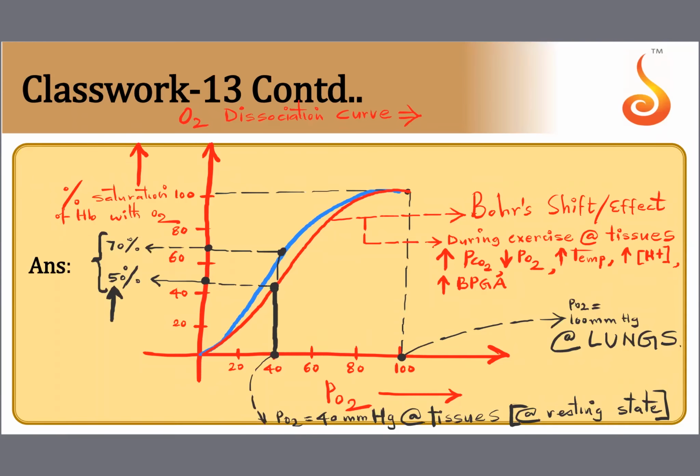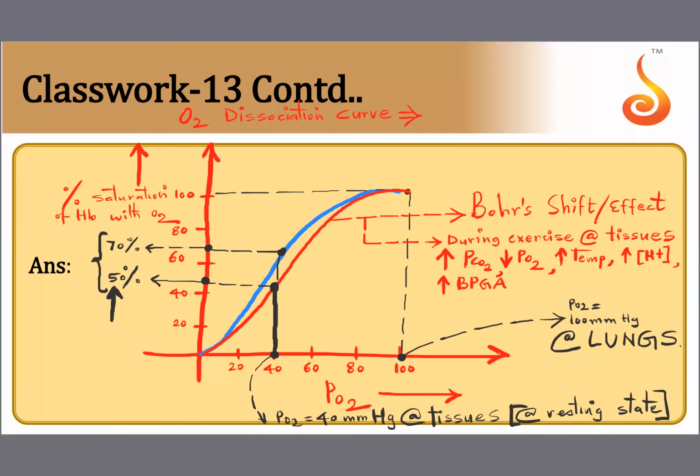That will shift the curve to the right. Shifting to the right is a good thing, because by not shifting to the right, you could deliver only 30% of oxygen to the tissue. But now by shifting to the right, you are able to deliver 50% oxygen to the tissues. Your delivery is becoming more efficient when the curve is shifting to the right.